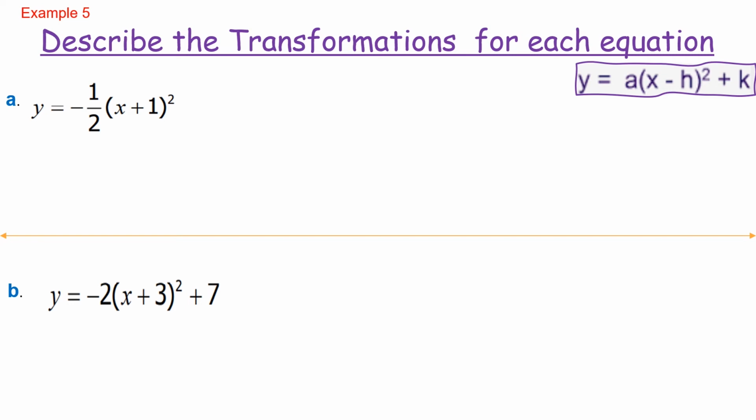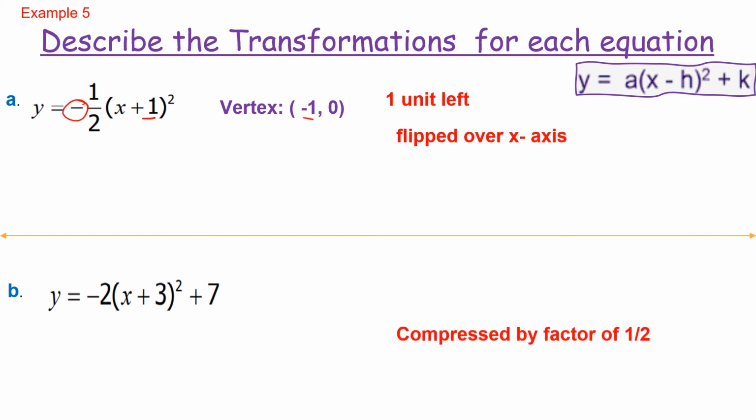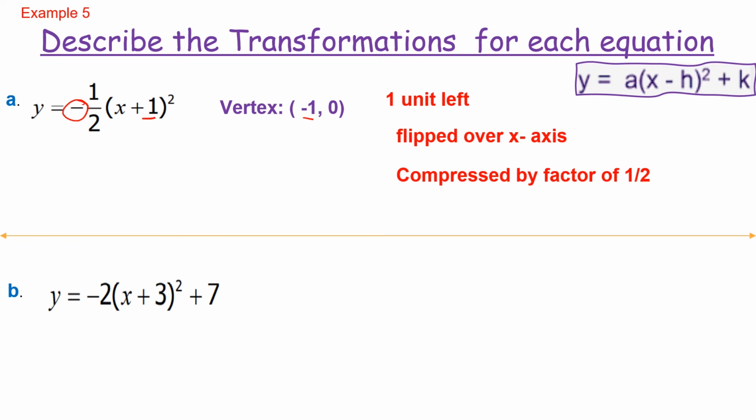So example 5a here, we have the graph y equals -1/2 times (x plus 1) to the second power. I like to get the vertex first. So the vertex of this graph is (-1, 0), because that is going to be the opposite. So -1, no k value, so it is 0. So looking at the vertex, that shows that that graph is going to be shifted 1 unit to the left, no k value. It is flipped over the x-axis because we have this minus sign here, so our a is negative. And it is compressed by a scale factor of 1/2, so that graph gets wider because we have that fraction there.